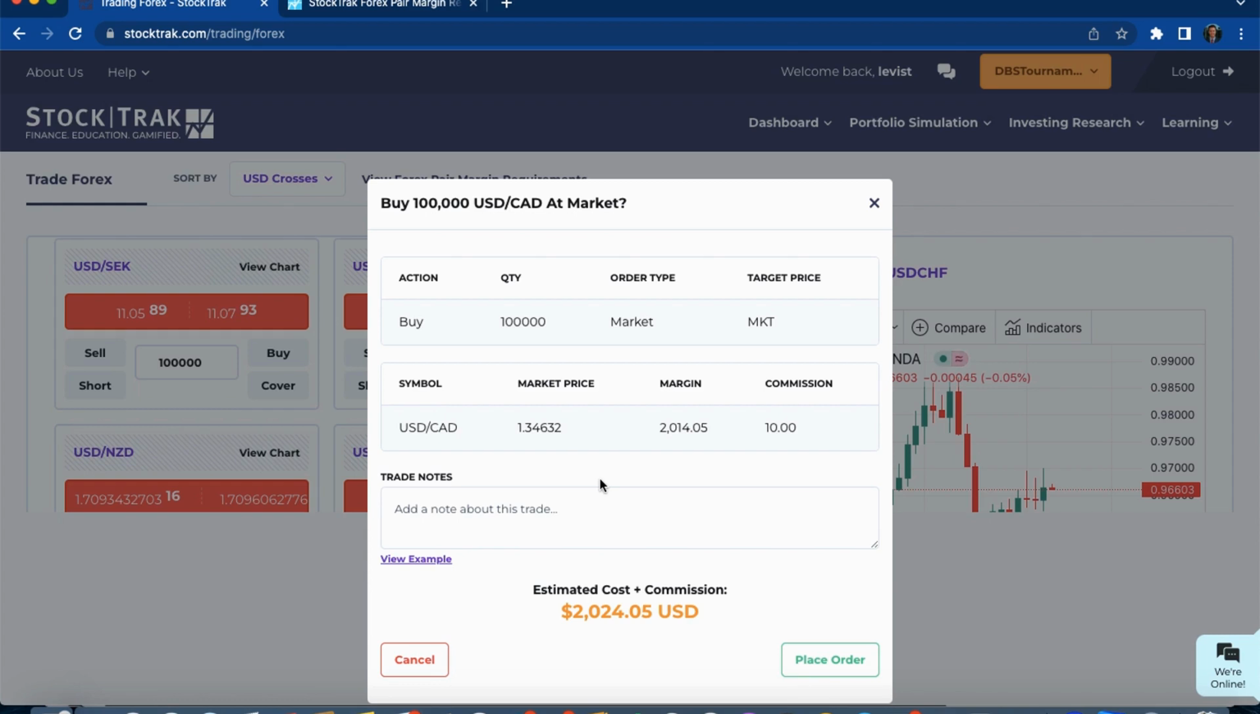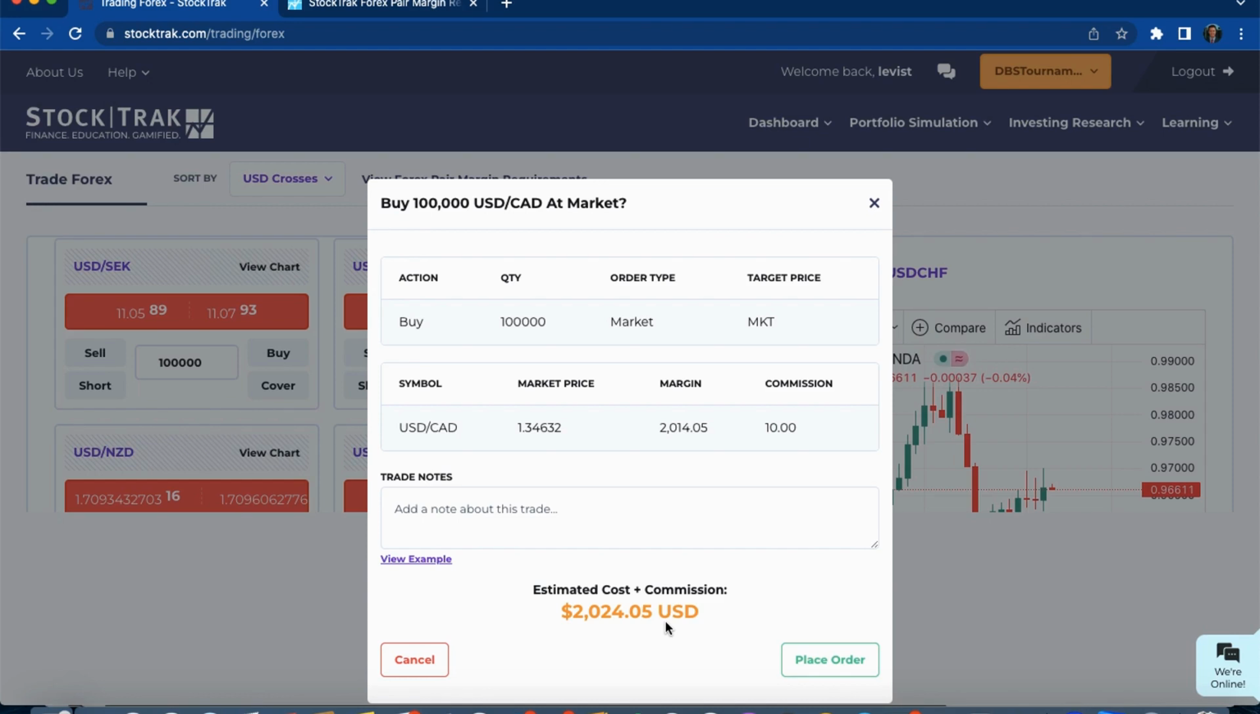So in order to control 100,000 units of this currency pair, it will cost me $2,024.05. And this is denominated in US dollars since that's my native currency for my account. One thing to remember is that I will always have to be able to maintain this margin requirement.